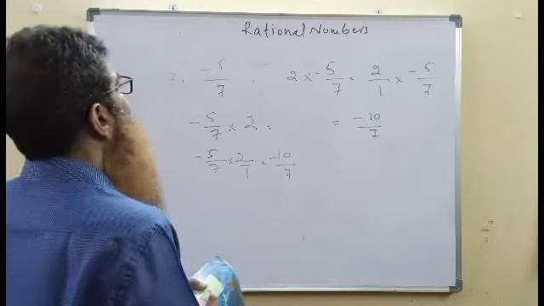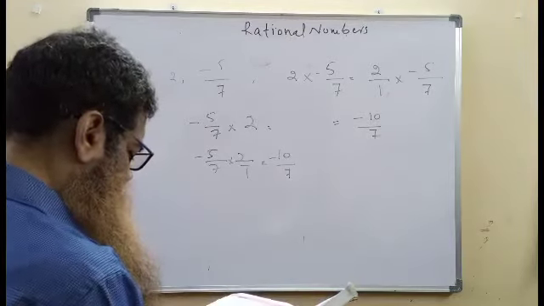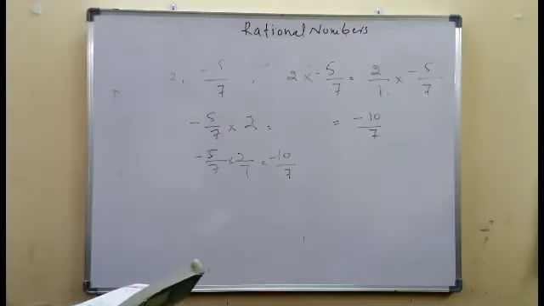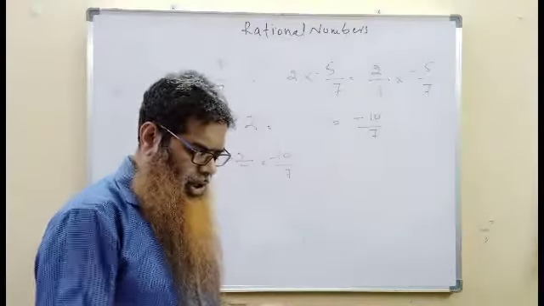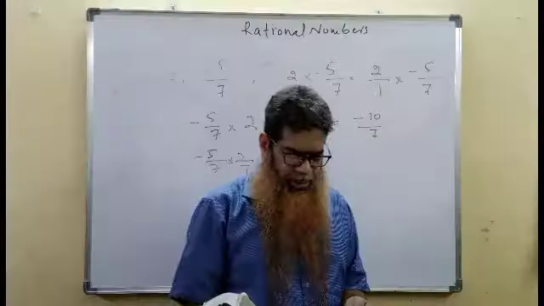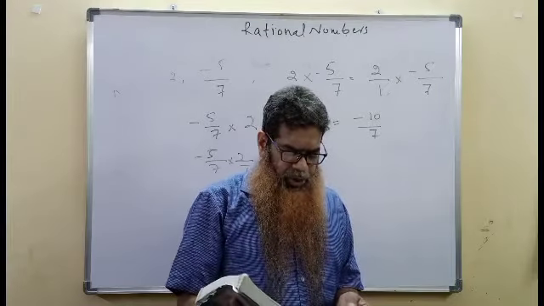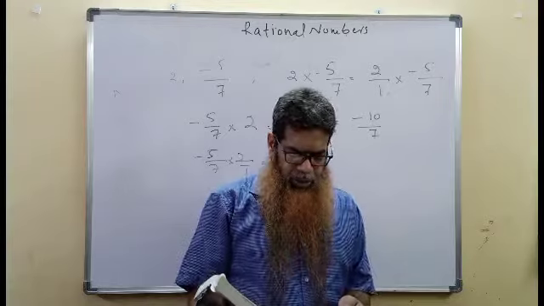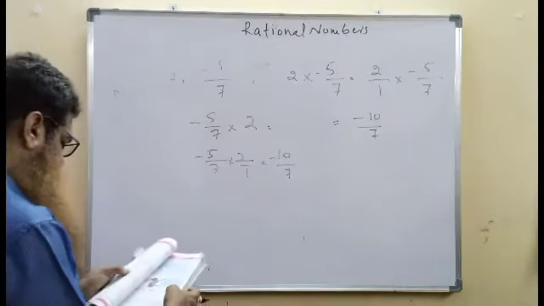So we can say multiplication is commutative in rational numbers. We can conclude that multiplication is commutative in the set of rational numbers. It means a into b is equal to b into a for any two rational numbers a and b. That is, for all a, b belonging to Q, a into b is equal to b into a. Let's check for division.